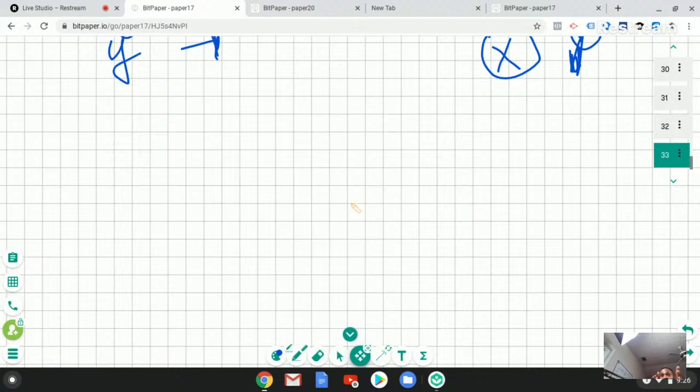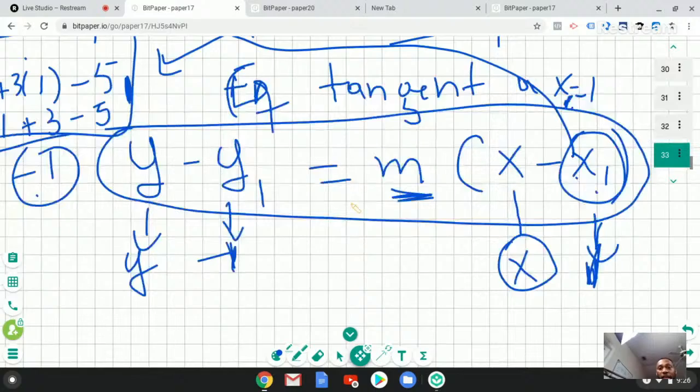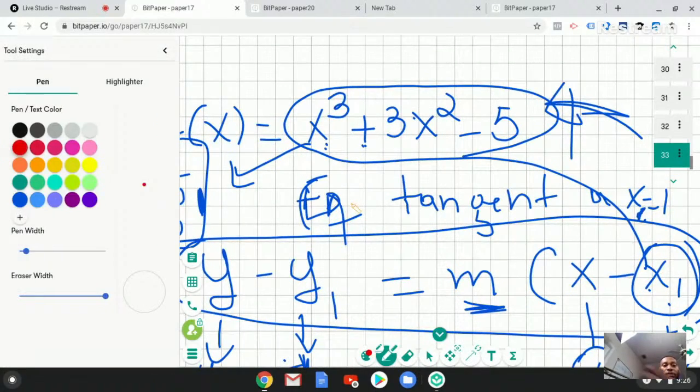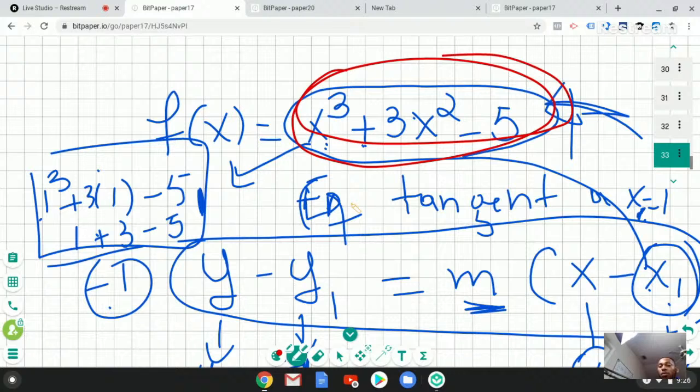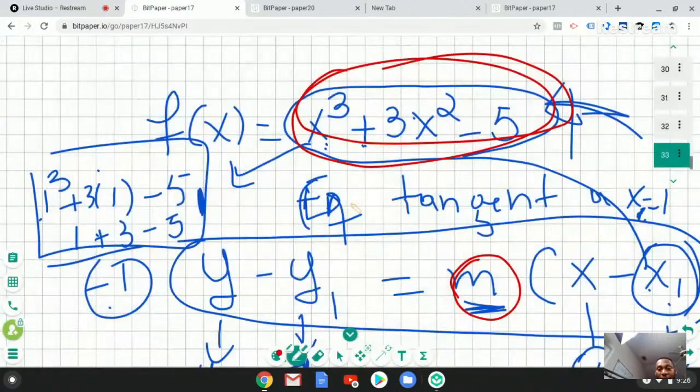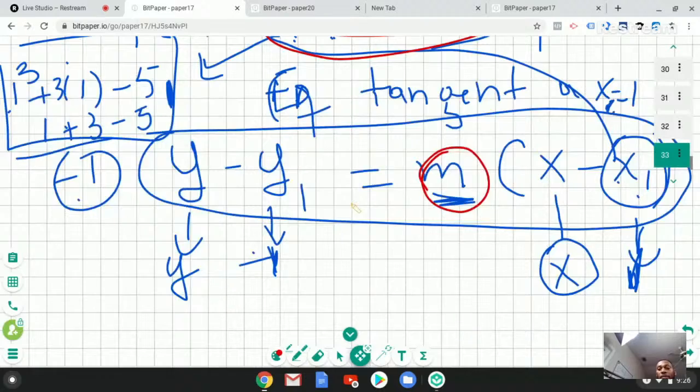So first, you use it to find a y value, and second, you use it to find a slope. To find a y value, I just plug it inside of the equation. To find a slope, I plug it inside of the derivative of the equation. Now it's not really confusing. So let me show you.